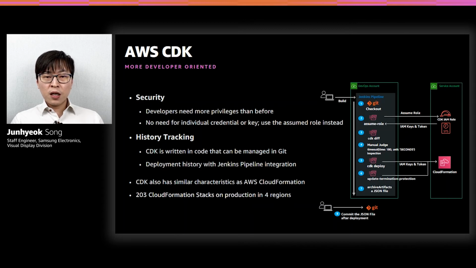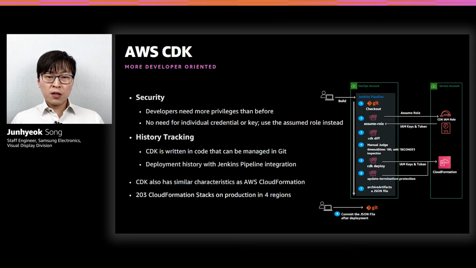First, check out CDK code from Git, and run the assume role command to get an IAM key, secret key and temporary token. After that, using this key and token, run the CDK diff command. In step 4, to review changes before deployment, we use a manual judge step with a timeout on Jenkins. After confirmation of the changes, deploy using the CDK deploy command, then changes will be reflected in CloudFormation.